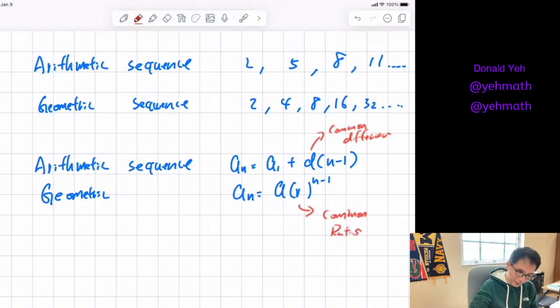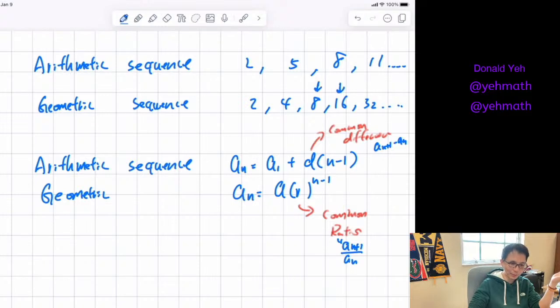The common difference is usually gotten by a to the n plus 1 minus a to the n. Why? Because it's your next term subtract the previous term. And the common ratio is going to be a to the n plus 1 over a to the n. So for example, I can take this next term divided by this, then your common ratio is 2. 16 divided by 8 is 2. Is that okay?